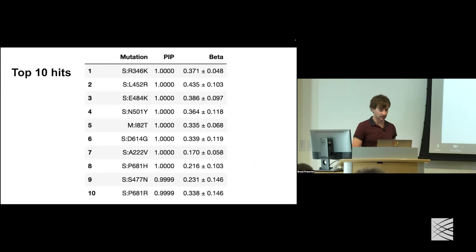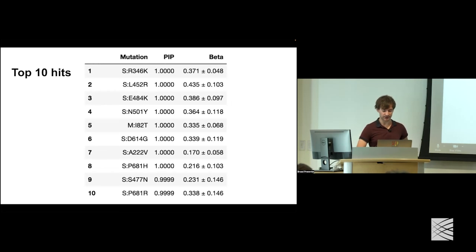Okay, so now let's look at the top hits. Here are the top 10 hits we saw. A lot of these are in the spike gene. A number of these mutations are well known and well characterized by this point. For example, I believe the so-called EEC mutation, the third one here, is implicated in immune escape. And a number of these others are also well known to epidemiologists. So there are no huge surprises here. And as you can see, these are all very high PIP estimates.